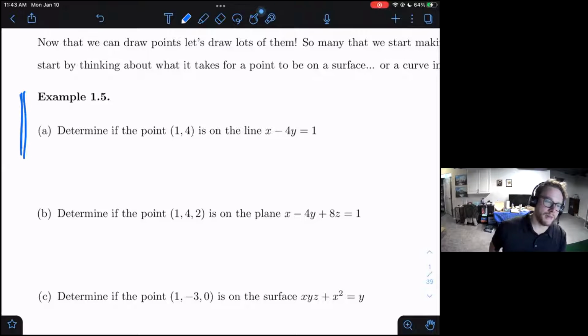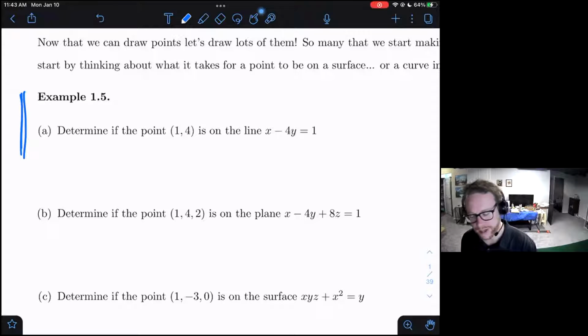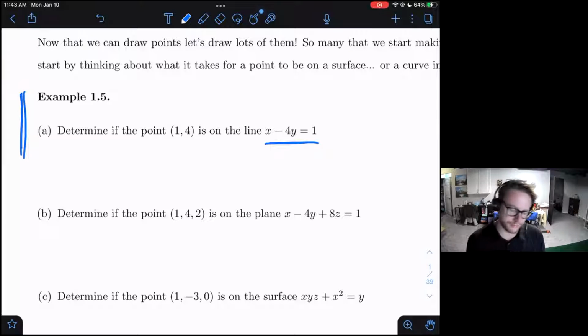So I'd like to remind us: determine if the point (1, 4) is on this line. So we have this line, and I'm thinking back to my old algebra days. If I wanted to determine if this point was actually on this line, what do I do? If you wouldn't mind either typing it in the Q&A or in chat, I'll take a look at chat. What do you do in order to determine if that point is actually on the line?